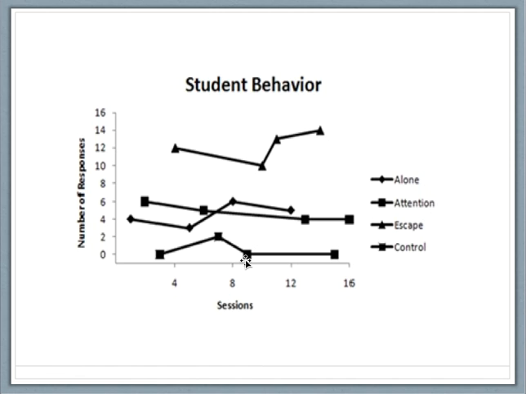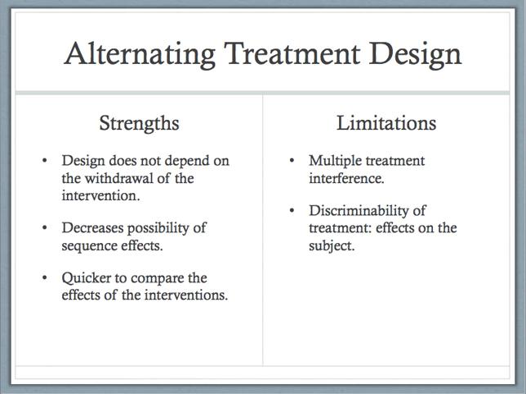So again, as you can see, it says sessions, days. However, the x-axis is labeled, but you can see that it was implemented on alternating days or alternating sessions, but all done simultaneously. And that's the big thing with an alternating treatment design, is that the interventions are implemented simultaneously versus doing one first, watching a change in the behavior, withdrawing, and then implementing another one.